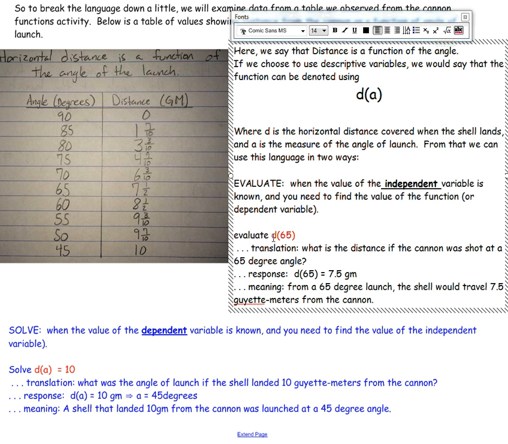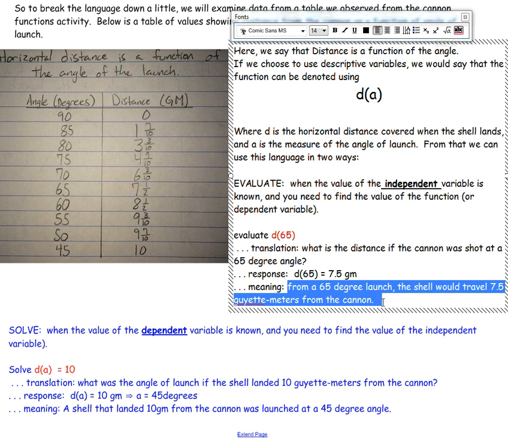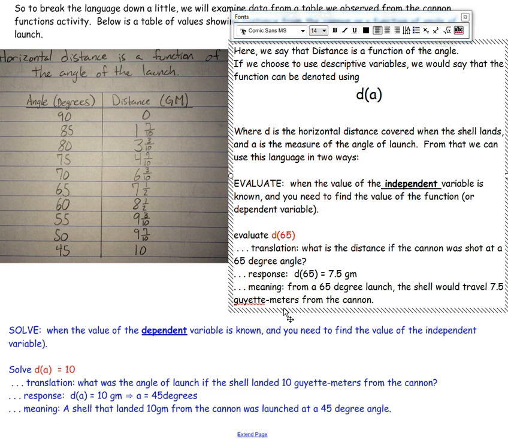So once again, we have the question in math language, we have the translation in English, we have the answer in math language, and we have the translation in English. We want to become skillful at all four of these pieces.